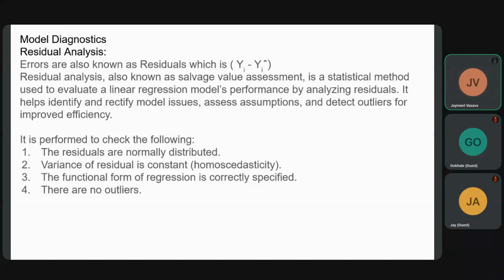It is performed to check the following: the residuals are normally distributed, the variance of the residuals is constant, which is homoscedasticity, the functional form of regression is correctly specified, and there are no outliers.